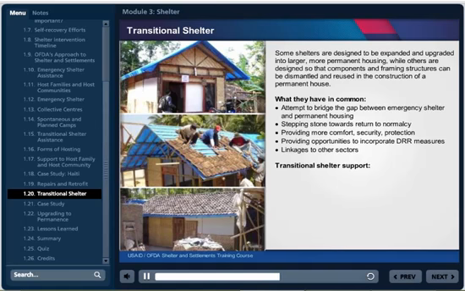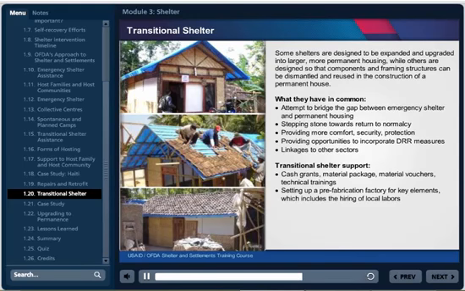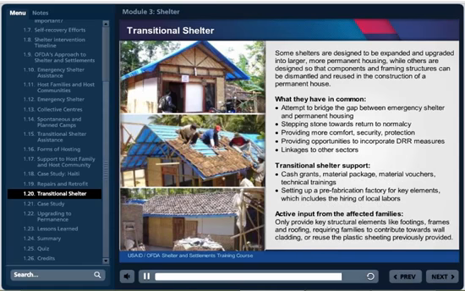Transitional shelter support can come in the form of cash grants, material package, material vouchers, technical trainings, or all of the above. It can also include setting up a prefabrication factory for key elements, which includes the hiring of local laborers, or it can be a combination of the above. Humanitarian agencies will likely design the shelter intervention in such a way that it requires active input from the affected families. For example, a transitional shelter program may only provide key structural elements like footings, frames, and roofing, requiring families to contribute towards wall cladding or reuse the plastic sheeting previously provided.